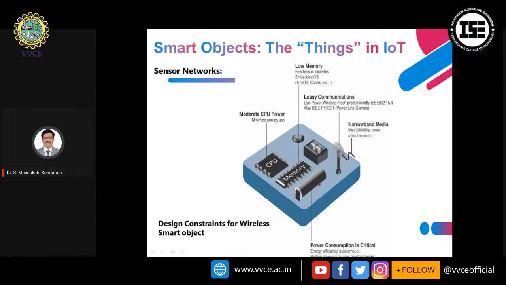Here, for example, if you take the processor, the idea is to minimize the energy use. Similarly, if you take the memory, the idea is embedding the OS, for example, using TinyOS. For lossy communication, there is low power wireless mesh communication using the IEEE 802.15.4 standard, or power line communication IEEE P1901.2, or a narrowband medium for communication, at a maximum of 250 kilobits per second.